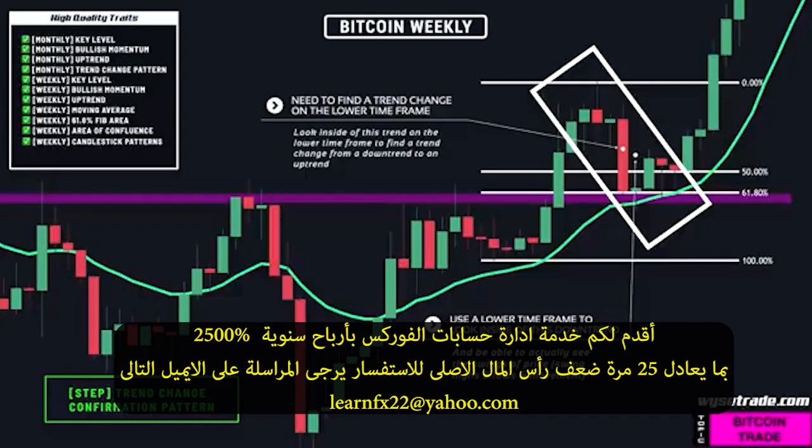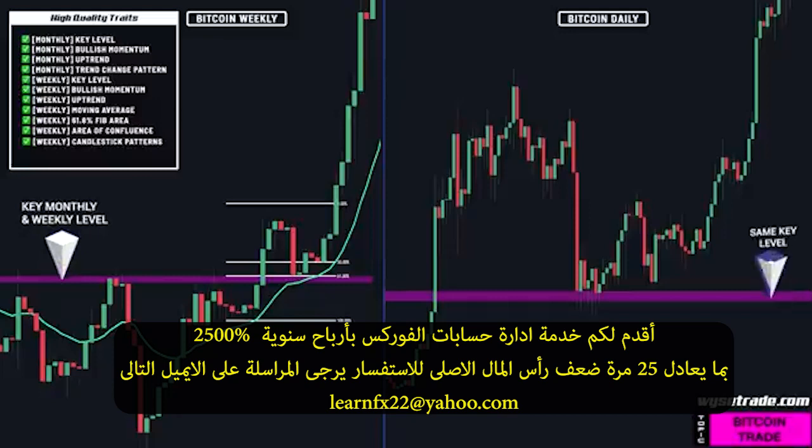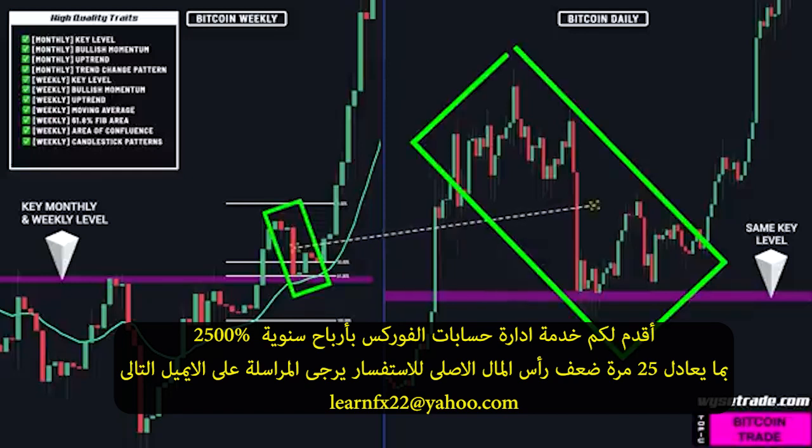So let's pull up the daily time frame and put it beside this one. The chart on the left is the Bitcoin weekly time frame we just looked at, and the chart on the right is the Bitcoin daily time frame. Here is the very key monthly and weekly level, and here is the same key level on the daily. Here is the pullback area on the weekly. Here's the same pullback area on the daily. Here is the weekly time frame area of confluence. Here's the same area of confluence on the daily.